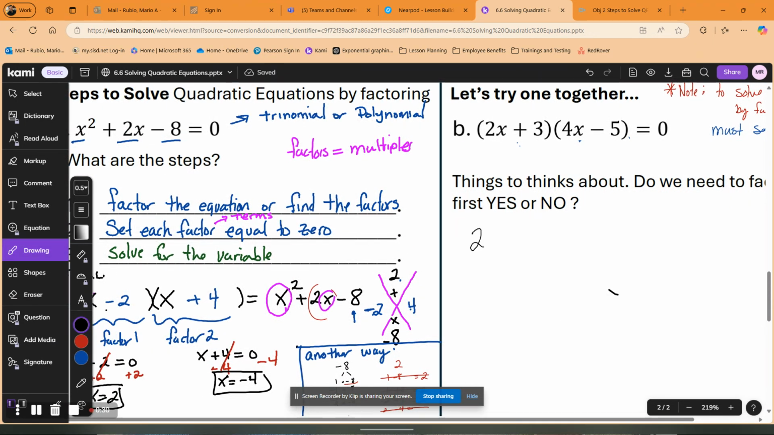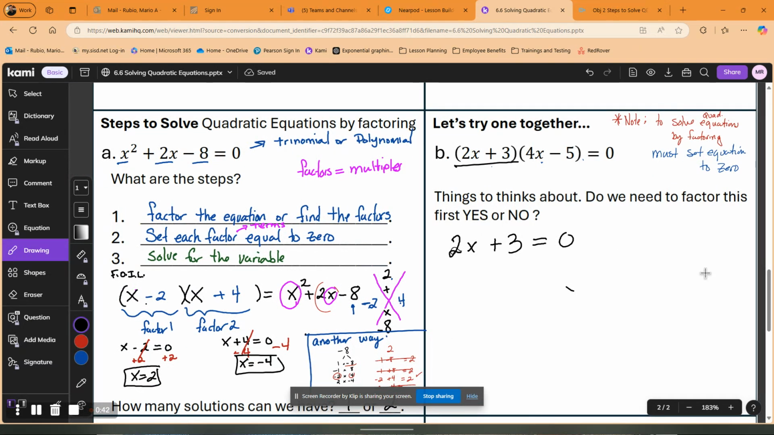So we're going to, let me make this a little bit bigger. No, not 2. That's too much. We're going to take 2x plus 3 and set it equal to 0. Okay, that's the first term. Then we're going to take the second term, 4x minus 5, and also set it equal to 0. Now we're going to solve for each unknown variable.